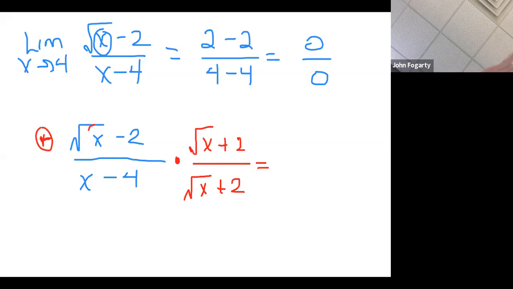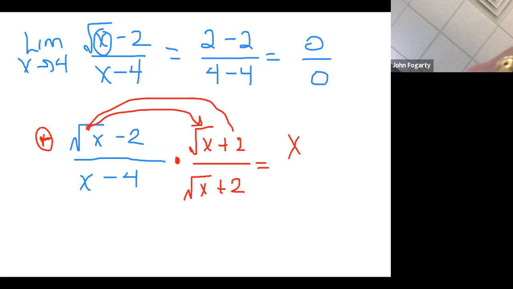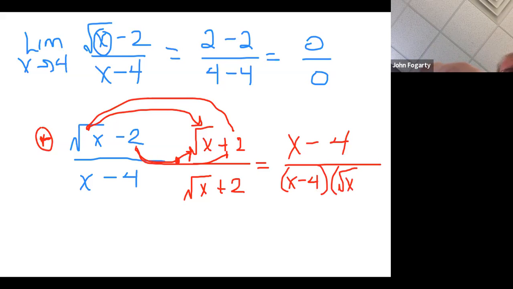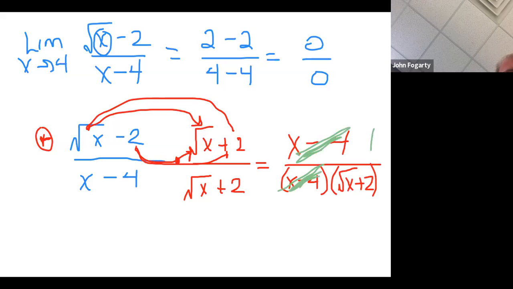Well, fellas, what's the square root of x times the square root of x? X. This times this and this times this is going to cancel, right? And then this times this is minus 4. Now watch. What have I got down here? I got x minus 4 times radical x plus 2. And what happens to this? That cancels. And what are you left with? 1 over radical x plus 2.